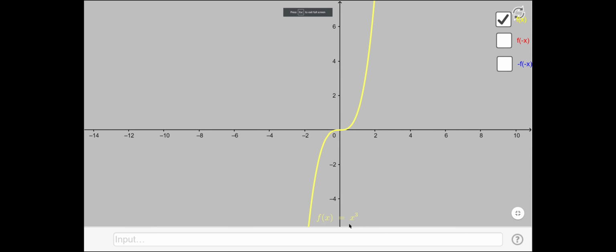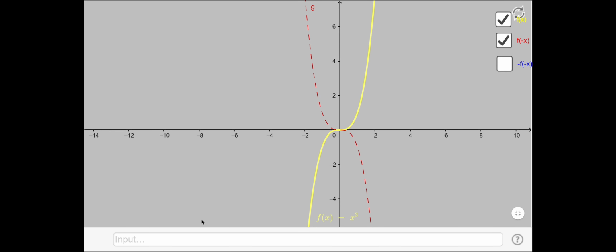Okay, so let's consider f of x is equal to x cubed. You probably see here that if I reflect in the y-axis, in other words, if I form f of minus x, I do not get the same graph. So this is f of x equal to x cubed. This yellow graph here is the graph of f of x equal to x cubed, and f of minus x I will get by reflecting in the y-axis. And you notice I don't get the same graph.